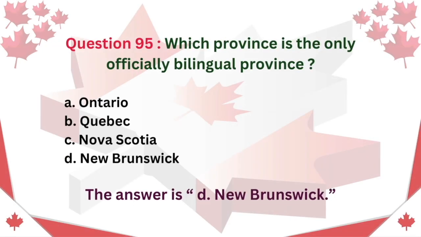Question 95. Which province is the only officially bilingual province? A. Ontario. B. Quebec. C. Nova Scotia. D. New Brunswick. The answer is D. New Brunswick.